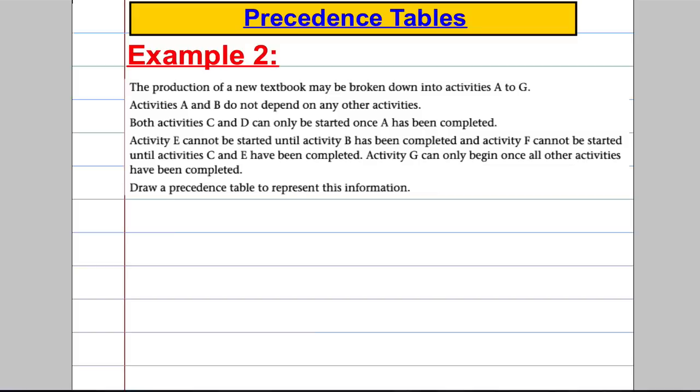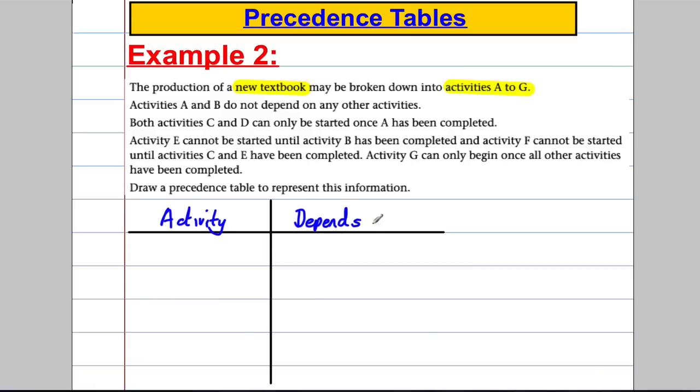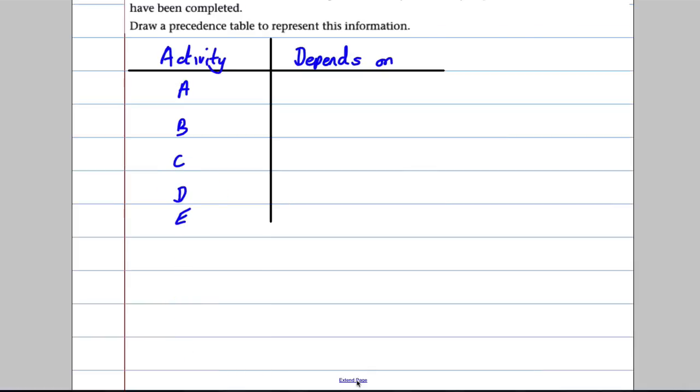Okay, let's have a go at another one. Example 2. So let's work through this one together. We've got a project, and the project is a new textbook, and it's broken down into activities A to G. So we're going to draw a precedence table for this, so we may as well start the table off straight away here. Okay, so the way it works is we have our activity up here, and we have depends on here. And we have A to G, so we have A, B, C, D, E, I'm going to just scroll down, F, G.